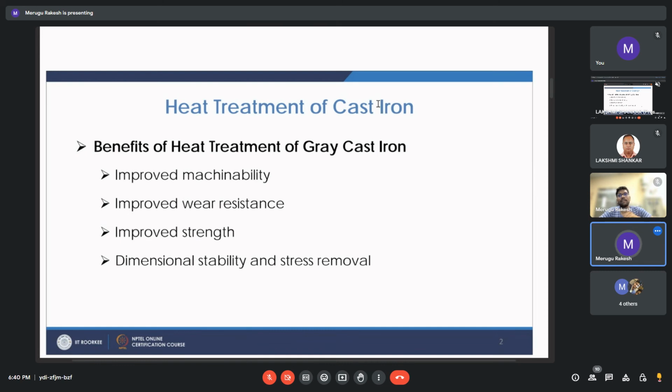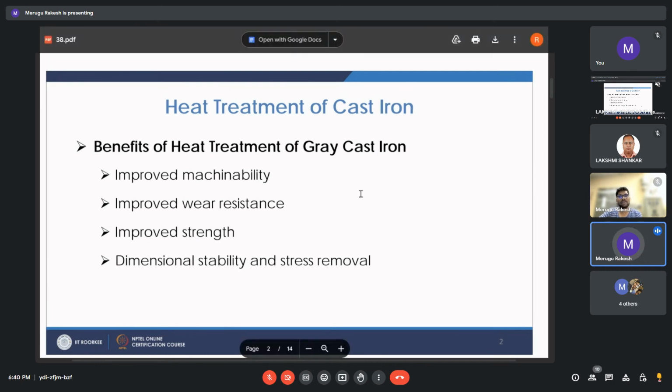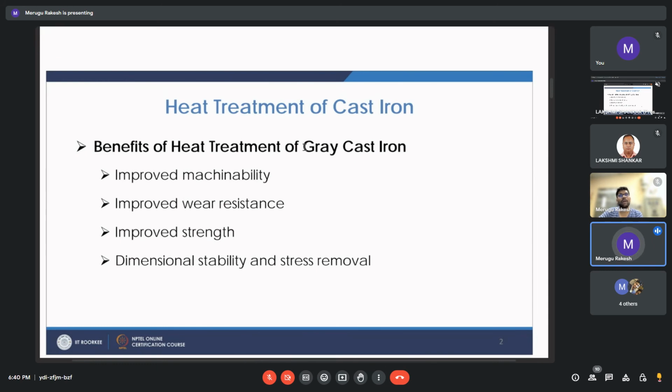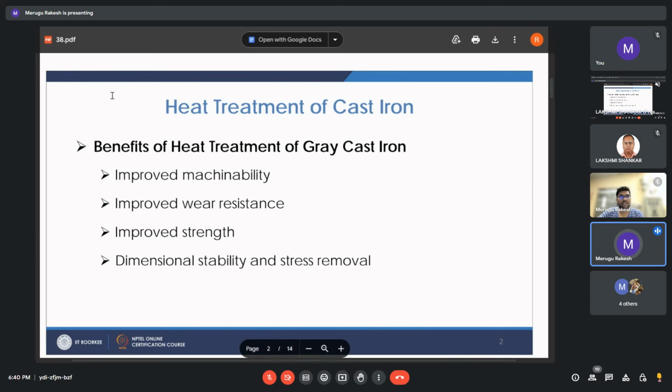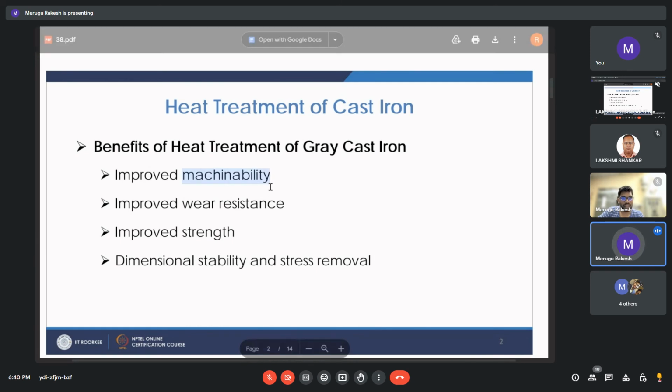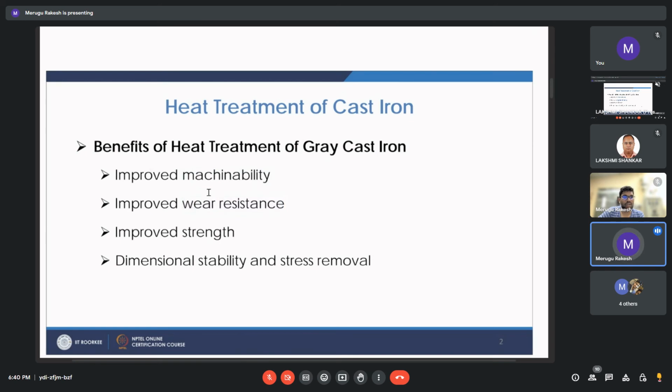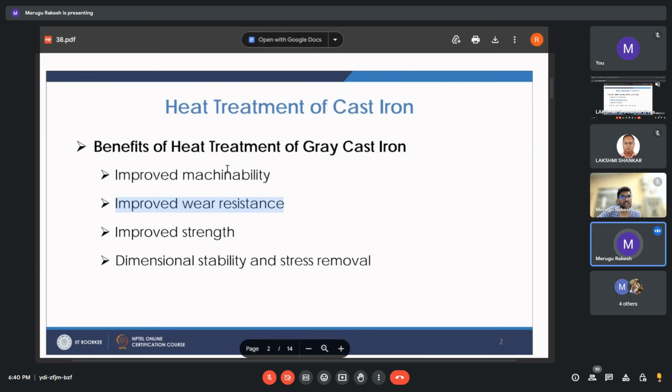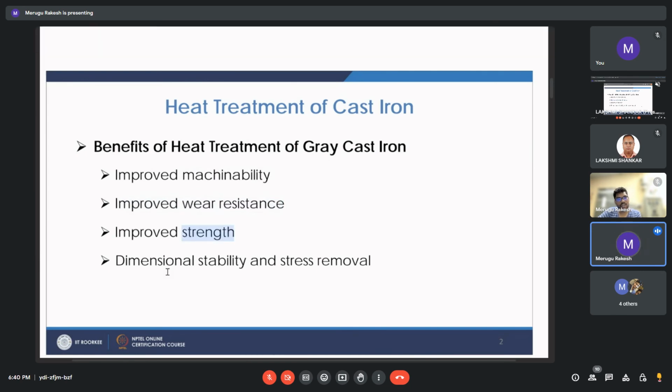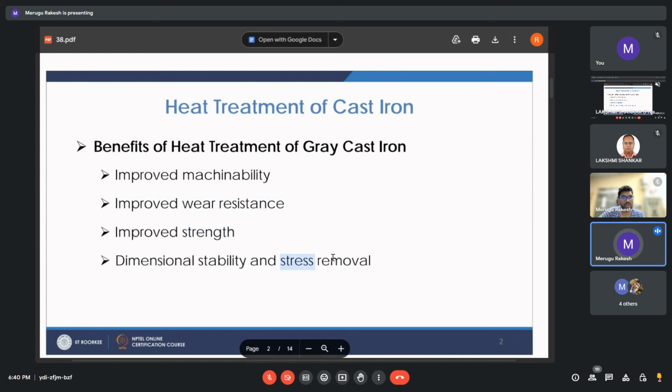Cast iron, as you might know, is very hard compared to steels, because we have a good amount of carbon present in it. So we do heat treatment to improve its machinability and wear resistance. I will explain how you can improve wear resistance using heat treatment. You can also improve strength, dimensional stability and stress removal. These are the different goals for the heat treatment of gray cast iron.